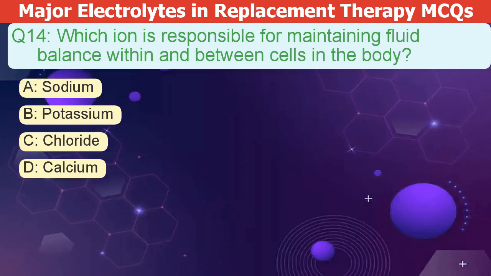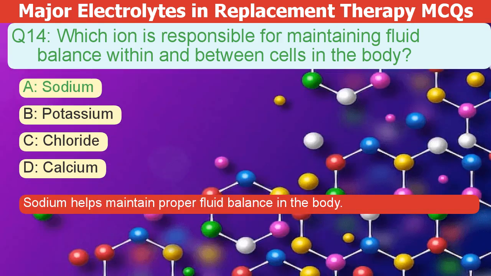Which ion is responsible for maintaining fluid balance within and between cells in the body? A. Sodium. B. Potassium. C. Chloride. D. Calcium. The correct answer is A. Sodium helps maintain proper fluid balance in the body.